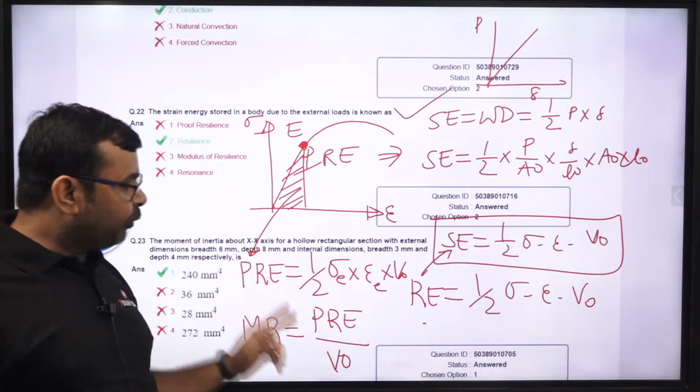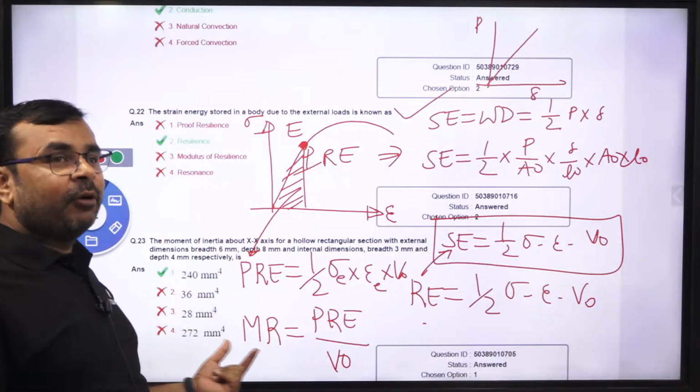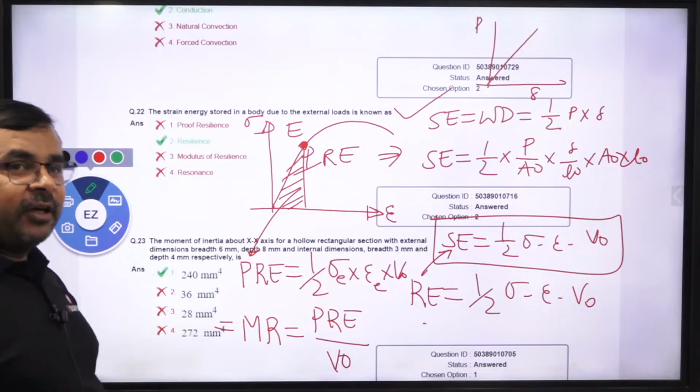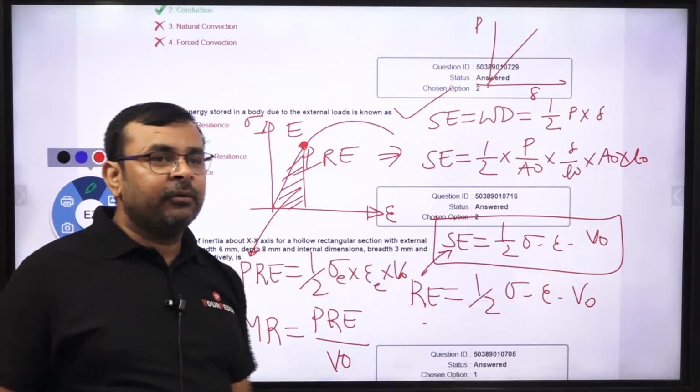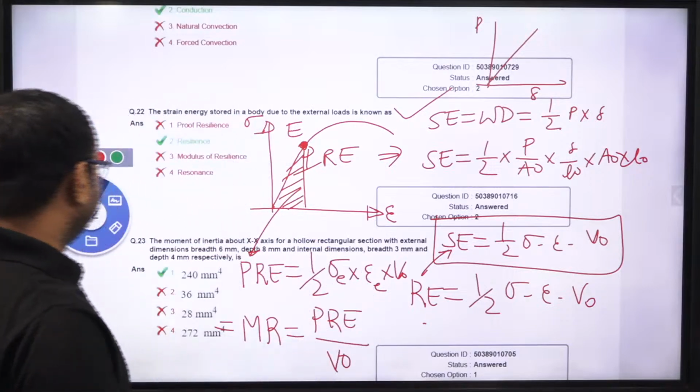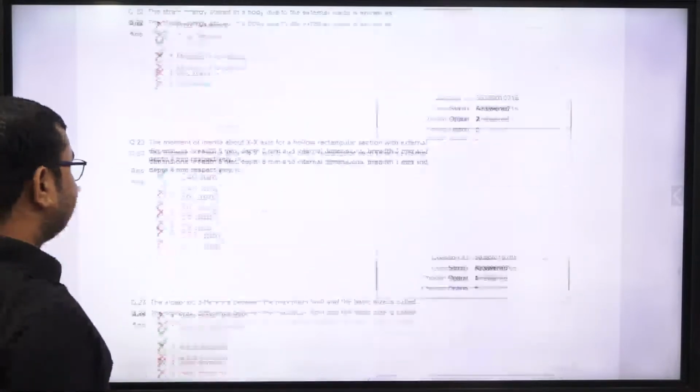And if you represent proof resilience per unit volume, then this is called modulus of resilience. This is also called strain energy density. Whenever you represent strain energy per unit volume, then this is also called strain energy density. Is it clear? Okay, so let's see another question.